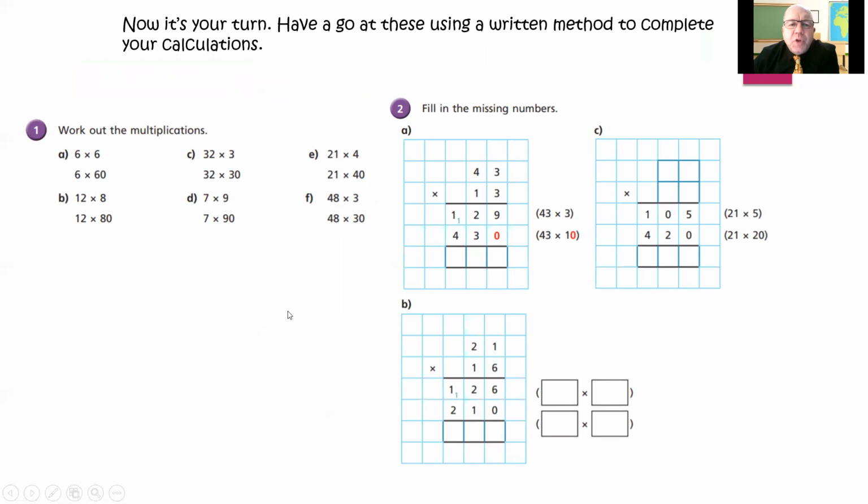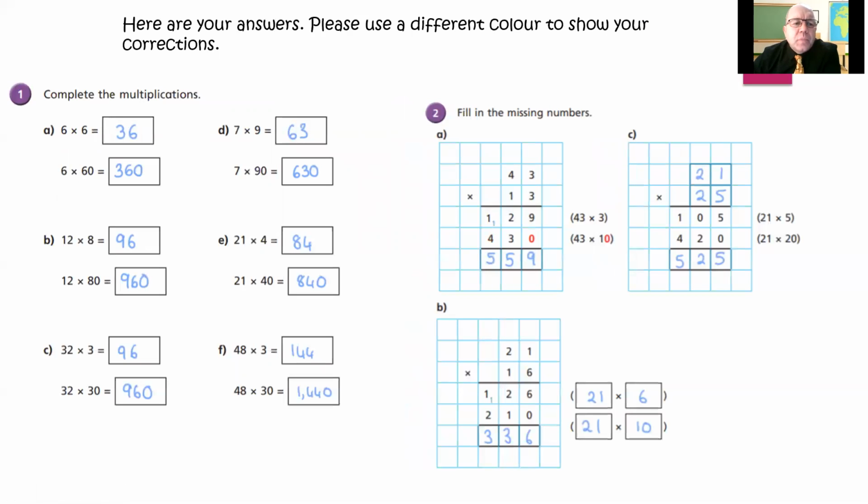Right. Some for you to have a go at. Everybody should be able to have a really good go at question 1. And we should have a go at most of question 2. I do realize some of these are quite tricky, but we should all be able to have a go at most of this page. Pause the computer and have a go. Okay, let's have a look.